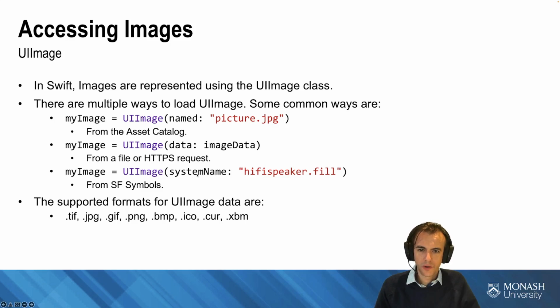We also saw this one, for example, last week, but also in earlier exercises where we loaded a particular SF symbols icon. And there's another one where we can load an image with a particular name that comes from an image catalog. And you can also load a local file off the file system if you need to. And UI image supports a number of different formats. These are listed here: bitmaps, PNG, GIFs, JPEGs, etc.